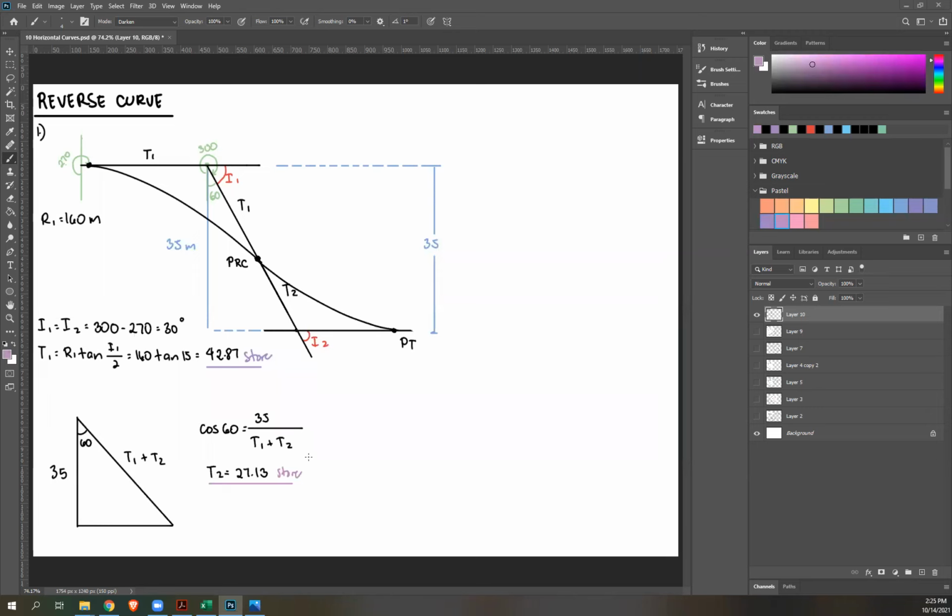We can use the equation for T2, which is R2 tangent I2 over 2. T2 is this. So I'll just write T2. R2. I2 is also 30. So this is tangent 15. Please solve what's R2.